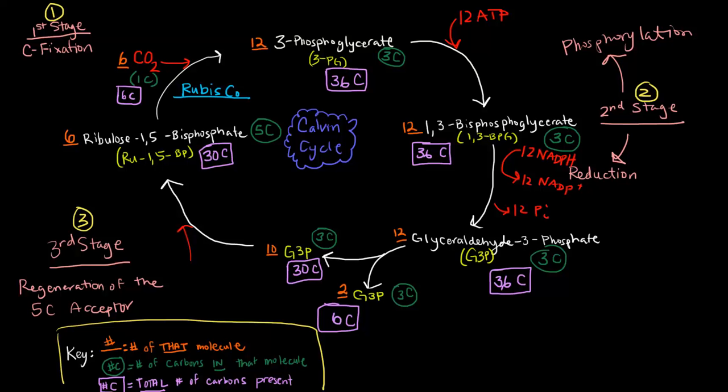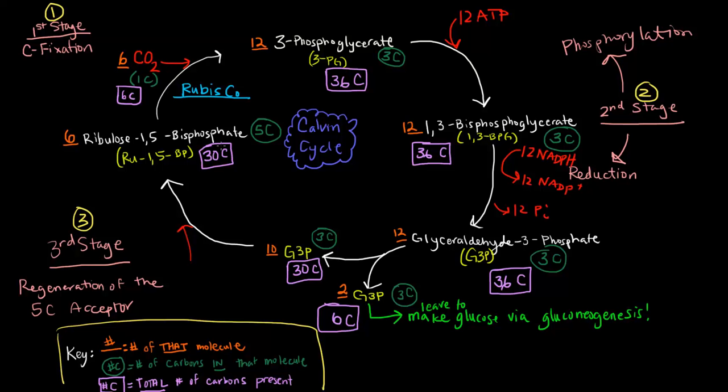What do these 2 G3Ps do? They make glucose. They leave to make glucose via gluconeogenesis. One of these G3Ps will be converted into dihydroxyacetone phosphate, and then we'll go all the way back to glucose. So these 30 carbons here, these 10 G3Ps, what they're going to do is they're going to go back and become 6 ribulose 1,5-bisphosphate.